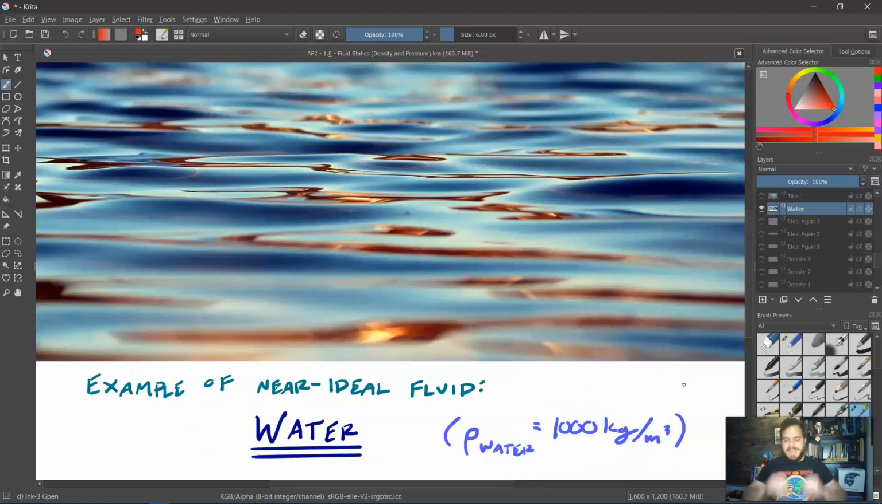As a general note, a great example of a pretty much near ideal fluid is water. So we're going to be using water in many of the examples in class because it follows all these properties and makes our life a little bit easier.